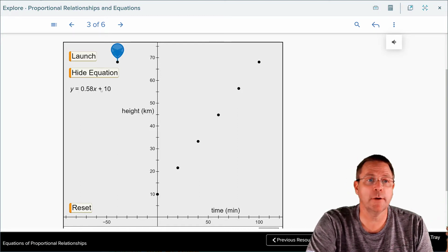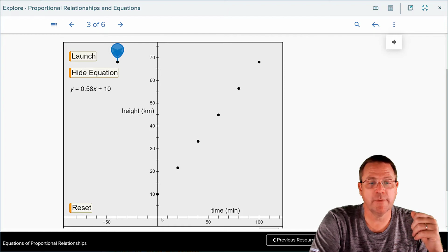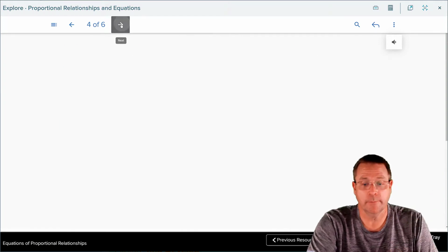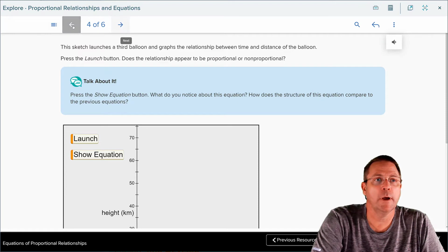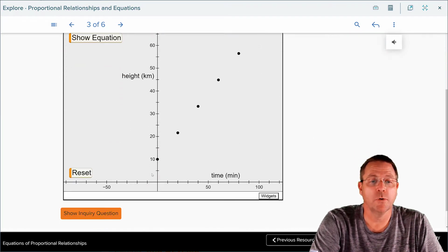What do you see right here? Plus 10. That plus 10 tells you where it's going to be when your x value is 0. If you multiply 0.58 times 0, put 0 in for x, then you'd have 0 plus 10. That's why where x is 0, y is going to equal 10. And by the way, that one we just looked at is going to be non-proportional because it did not go through the origin.